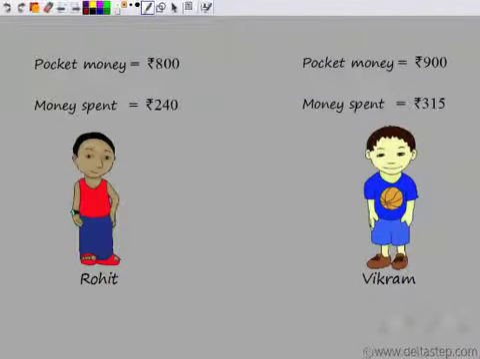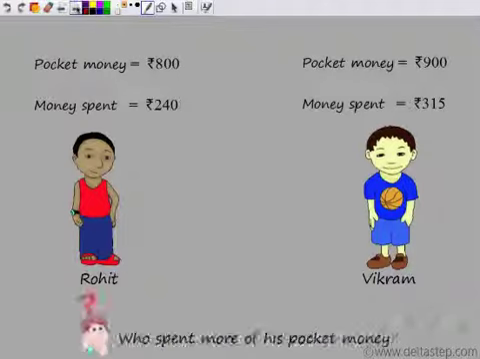Rohit gets a pocket money of rupees 800 per month, wherein he spends 240 out of that. Vikram, on the other hand, gets a pocket money of rupees 900 and he spends 315 from it. So now, can you tell me who spends more of his pocket money?